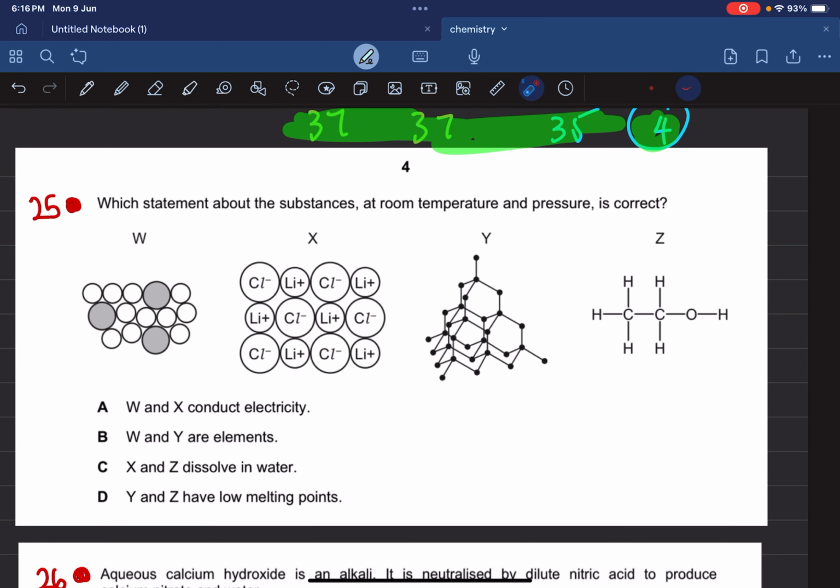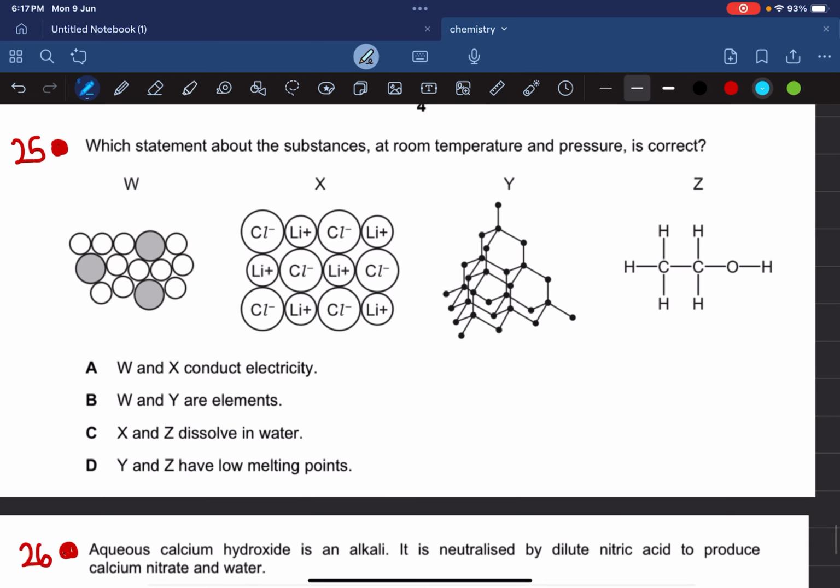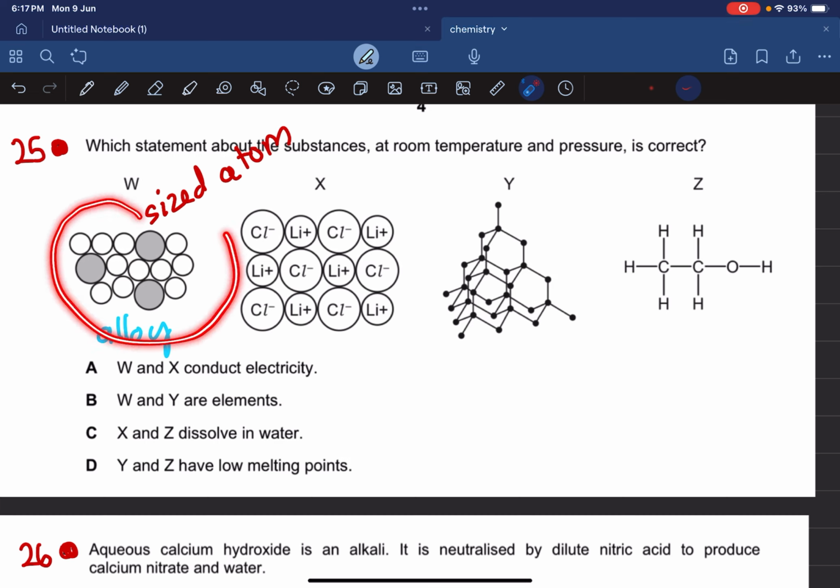Which statement about substances at room temperature and pressure is correct? We have W, X, Y, Z. Let's figure out first what is W. Can any one of you tell me? It's an alloy. Why is it an alloy? I can see different sized atoms arranged in layers. And in an alloy, because of these different sized atoms arranged in layers, the layers are unable to slip and slide over each other. It's difficult for the layers to slide. That is why alloys are harder.